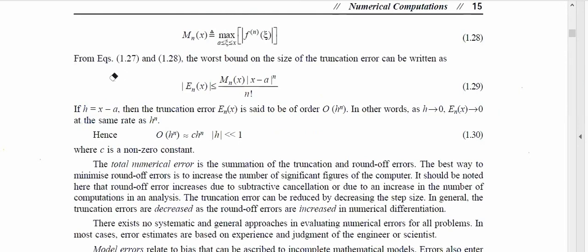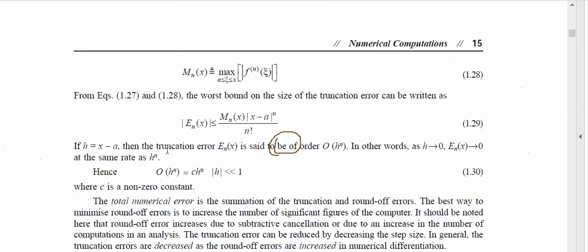From equation 1.27 and equation 2.8, the worst bound on this is the error, and just look at here. Then the truncation error E_n(x) is said to be of order h to the power n. Now they are replacing it by h, so h to the power n, and this is known as the order of h^n.